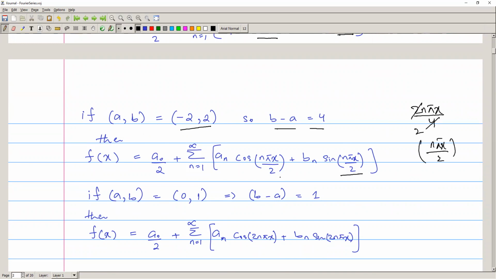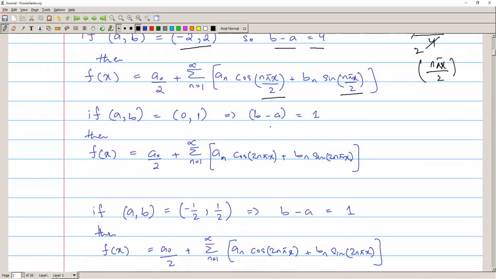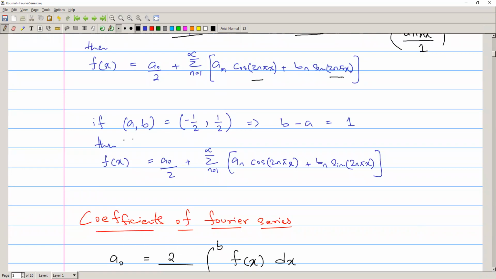So here is the n pi x over 2. Similarly, if it's from 0 to 1, the period will be 1, so 2 n pi x divided by 1 will be 2 n pi x itself, right? So this is 2 n pi x. So in this case, you can see that for many other intervals you can derive it, right?